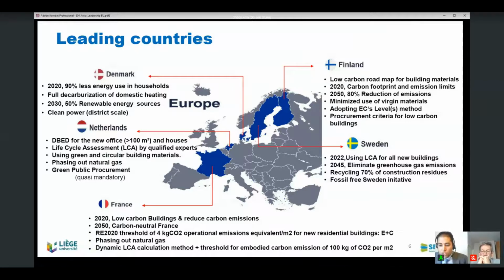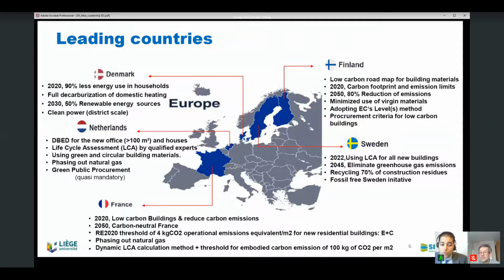Moving to the fourth and the last 5th country, France is number 4. It has very interesting carbon footprint reduction legislation, RE 2021, even though it's still not published, but we got access to the current draft, which are very promising, and they have very interesting thresholds of 4 kilograms of CO2 operational emissions equivalent per square meter of construction. And they are also pushing to have a dynamic LCA approach into calculation.